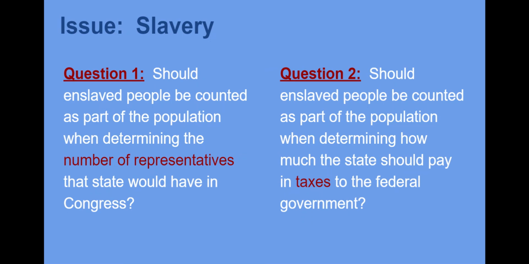Another challenging issue centered on the issue of slavery. The delegates could not agree on whether enslaved people would be counted when determining the number of representatives each state had. States with large numbers of enslaved people would gain more representatives if they were counted as part of the population. Delegates also could not agree on whether enslaved people would be counted when determining how much each state would pay in taxes. Here, states with large numbers of enslaved people did not want to count them because they would have to pay more taxes.